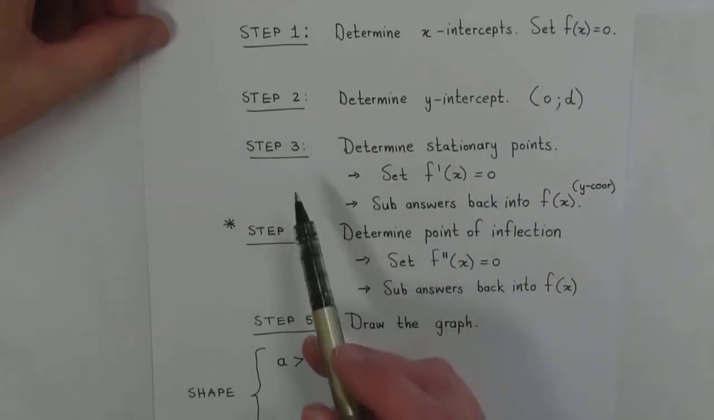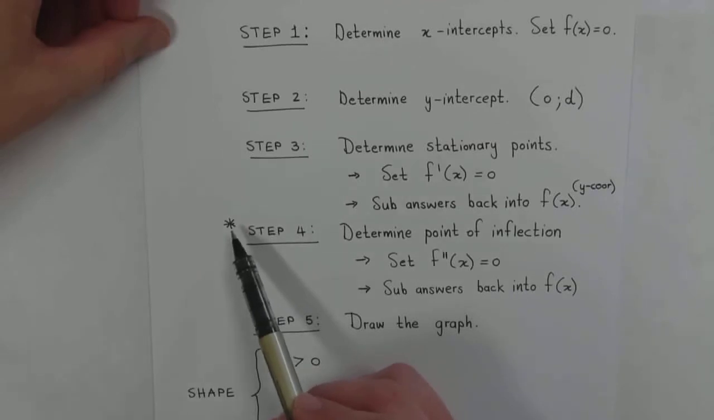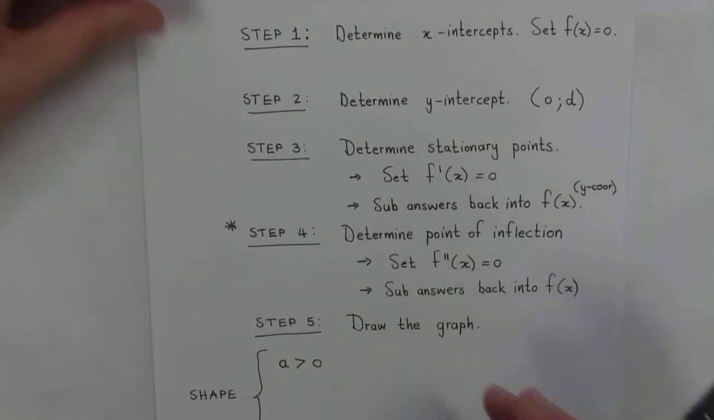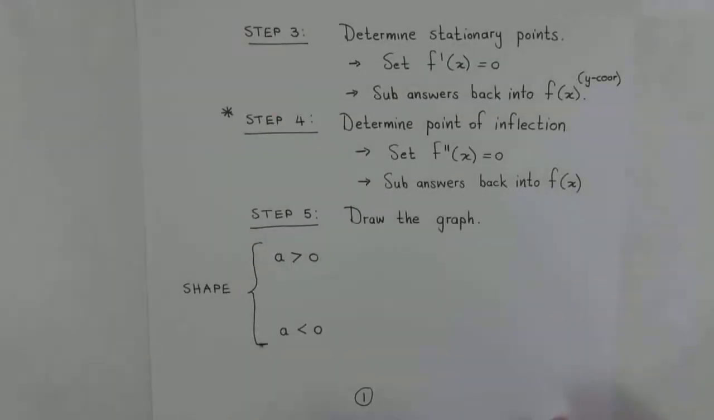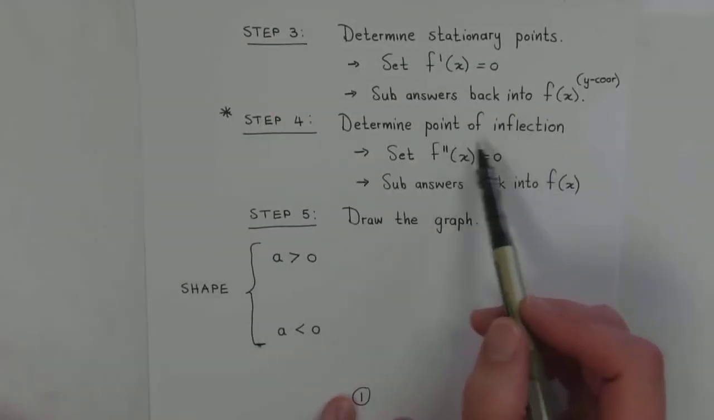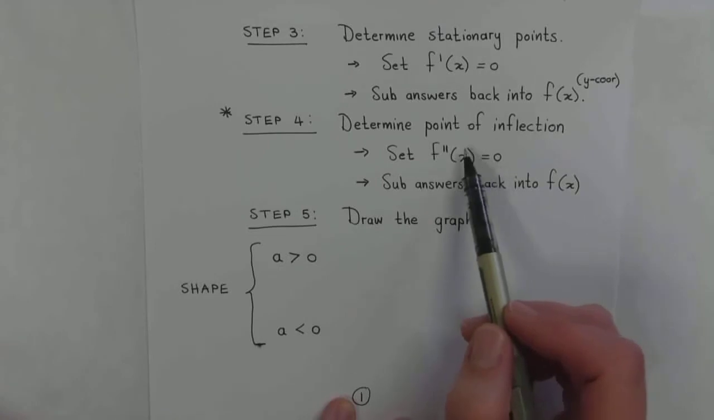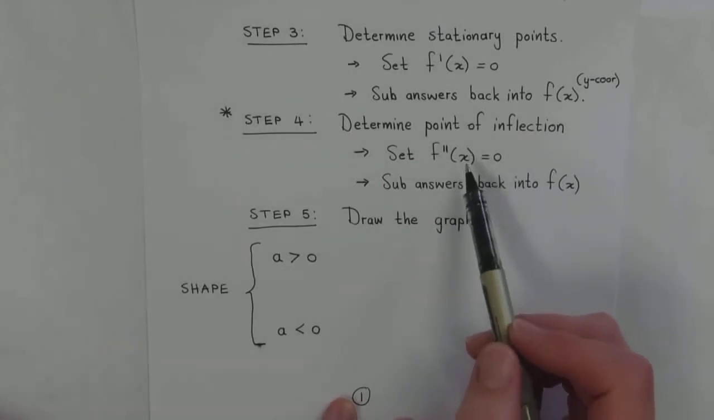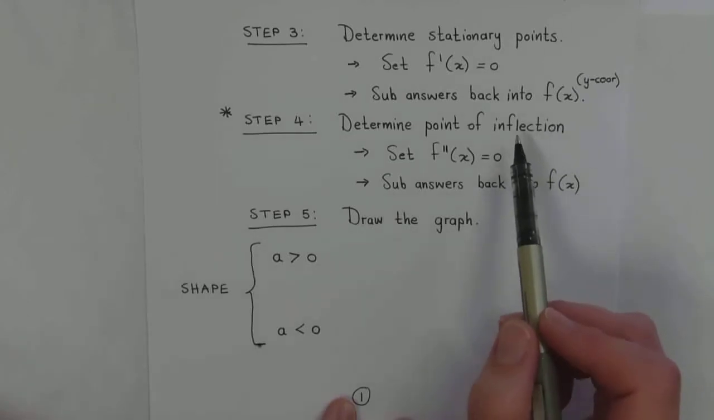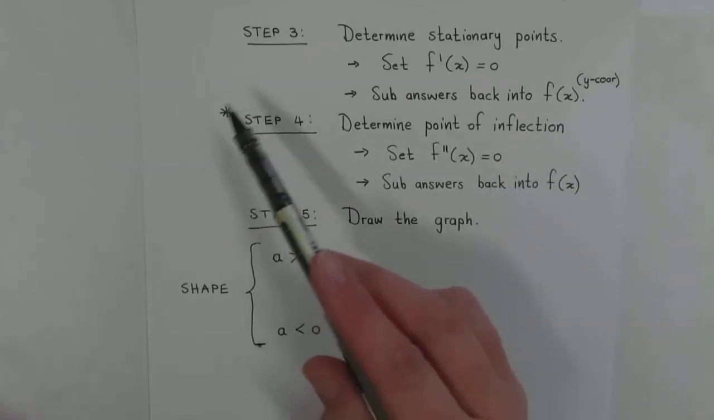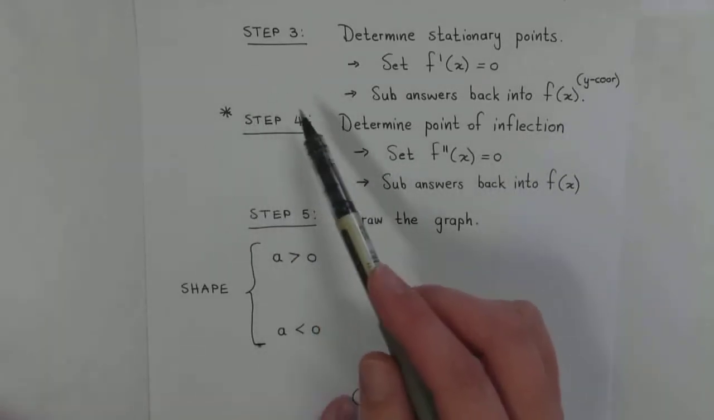Now, this step, I've put a little asterisk next to it because this is not always required. In fact, you almost never have to indicate the point of inflection on these cubic function graphs unless they ask for it. If they do ask for the point of inflection, then yes, you do have to calculate it. But other than that, you can pretty much leave this step out.